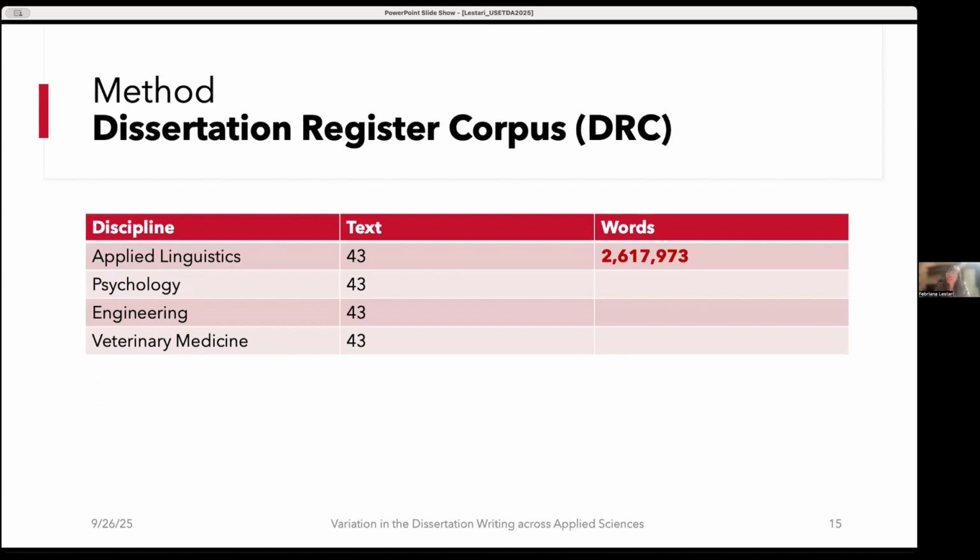Now, for the situational analysis, I collected 172 dissertation texts, and I coded those texts, in total 43 per discipline. The reason for me to choose applied linguistics, psychology, engineering, and veterinary medicine is because these disciplines represent the hard applied and the soft applied sciences. And as we could see here, for my linguistic analysis, I only have the data for now for applied linguistics, and the total number of words that I analyze is more than 2 million words.